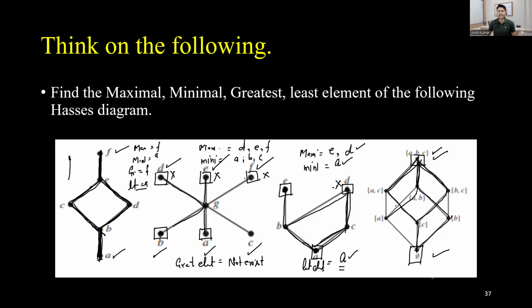Phi is the minimal element as well as the least element. Phi does not have any lower bound except itself. So phi is the minimal element. Also, phi is the lower bound of every element. From anywhere, I can move down to phi. So phi is the least element.